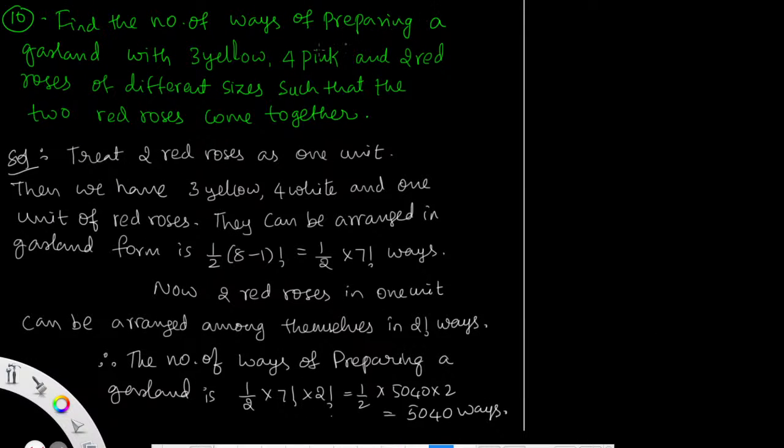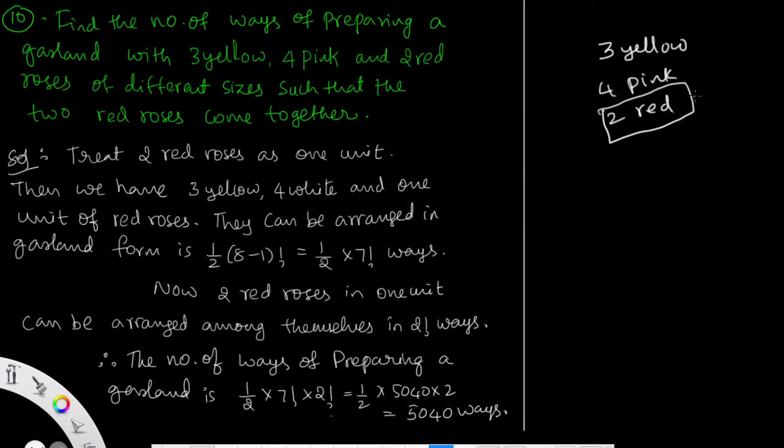Find the number of ways of preparing a garland with 3 yellow, 4 pink, and 2 red roses of different sizes such that the 2 red roses come together. Always this is the method for permutations under restriction. Come together means you make a bundle. If it is no come together, it means the gap method. So here the condition is that the 2 red roses always come together, however you arrange.